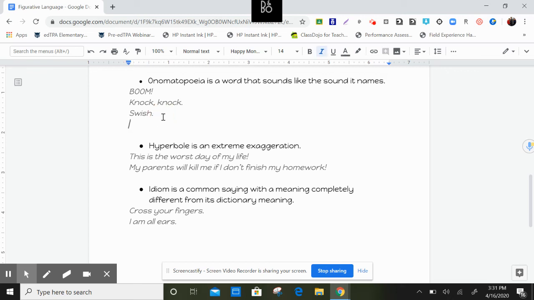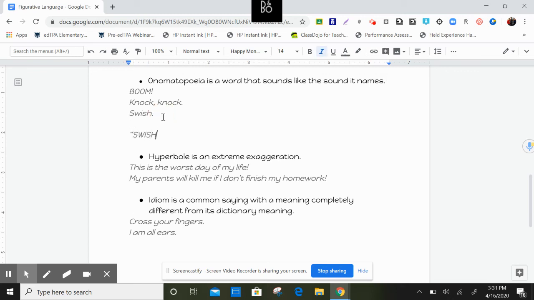Now, a lot of students put quotation marks around their onomatopoeia. So they'd write something like this: swish, with quotation marks, in all caps. It's actually not the proper way to cite it. The proper way to cite it is just to put it in italics, so this little I right here. I actually have all of my examples in italics. So you want to make sure that all of these are italicized, okay? That's the proper way of citing it.